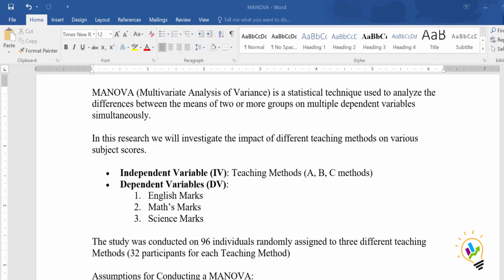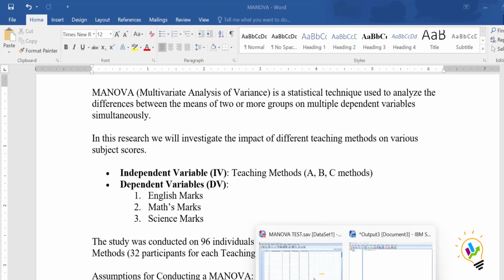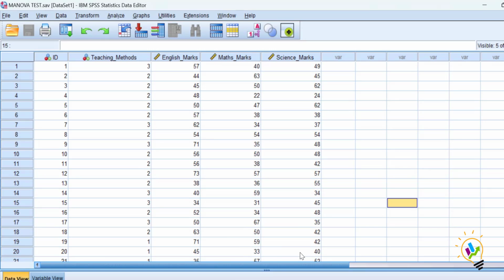So we have taken 96 individuals and 32 participants for each teaching method. I'll show you the data first, then we will discuss the methodology. So in this data you can see we have teaching method, which is an independent variable, and English marks, mathematics marks and science marks, these are the dependent variables.